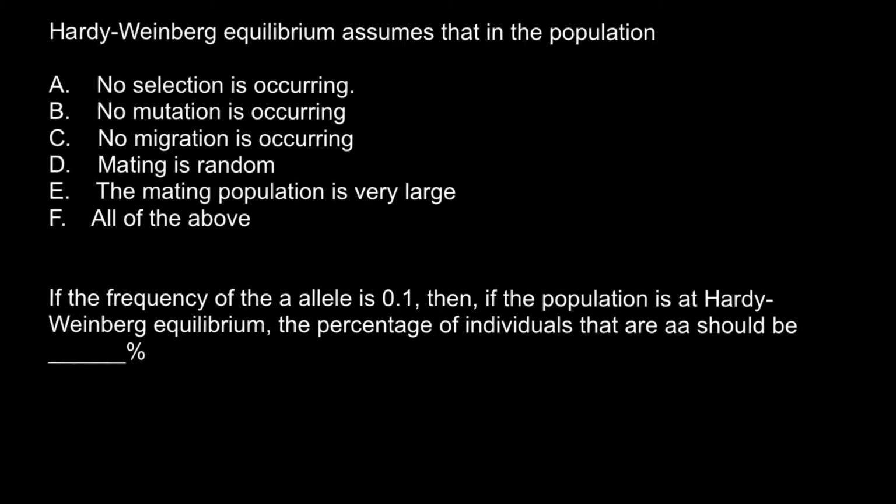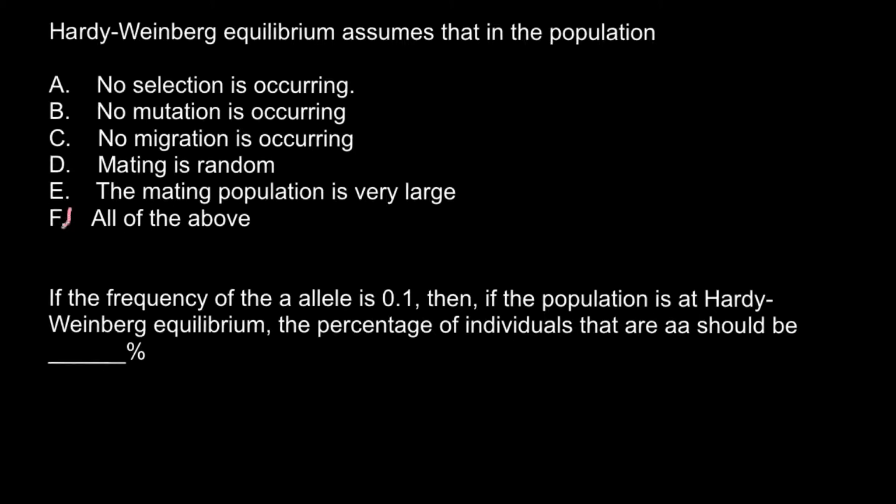Hardy-Weinberg equilibrium assumes that in the population: A, no selection is occurring; B, no mutation is occurring; C, no migration is occurring; D, mating is random; E, the mating population is very large; and F, all of the above. The correct answer would be answer F.